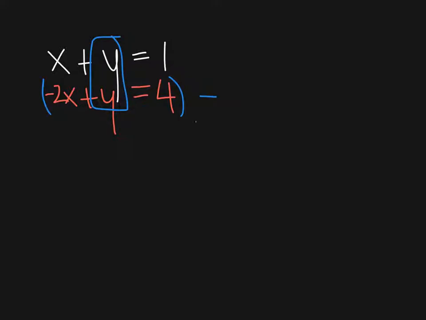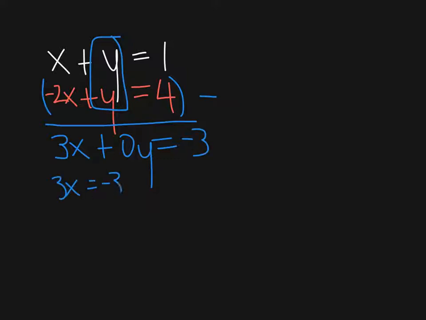What that means is I'm going to subtract what is x minus negative 2x. That's going to give me 3x. y minus y is going to give me 0y. And 1 minus 4 is going to give me negative 3. So if 3x is equal to negative 3, then x is going to be equal to negative 1.